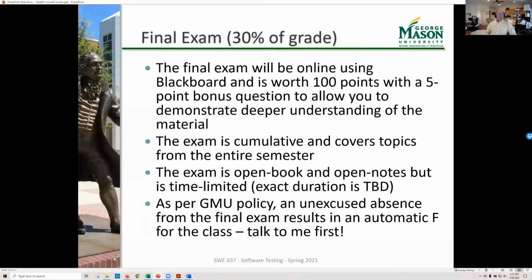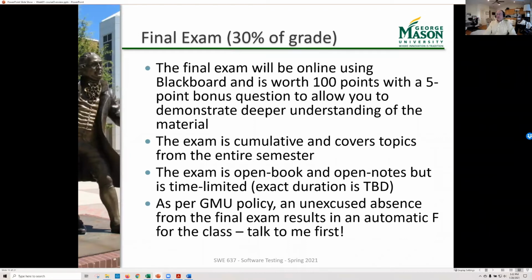The final exam, the last 30% of your grade, will be an online exam, much like the quizzes. It'll be on Blackboard. It'll be worth 100 points. It'll have a 5-point bonus question. It's cumulative. It covers topics from the entire semester. It's time limited. The past 2 semesters, I've made it 60 minutes. I've kind of concluded that that's a little bit too short, but it won't be more than 90 minutes. So it's time limited, and that is the one thing in class that is synchronous. So that final exam will be that last Thursday starting at 5 o'clock.